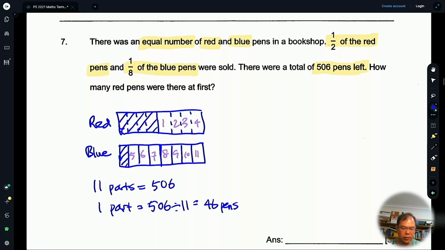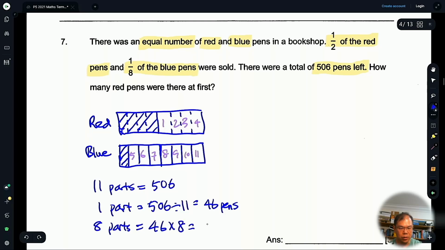So they're asking you how many red pens were there at first. Now the number of red pens and blue pens are the same anyway, so you actually just need to count the number of units for either one of the colors, right? So there are a total of 8 parts for the red pens, so 46 times 8, that is a total of 368 pens. Okay, so that's 368.